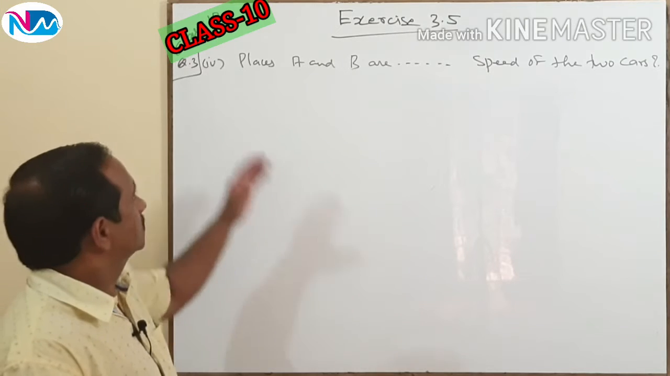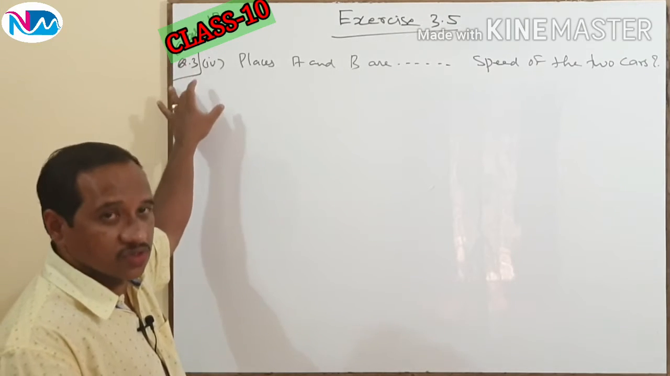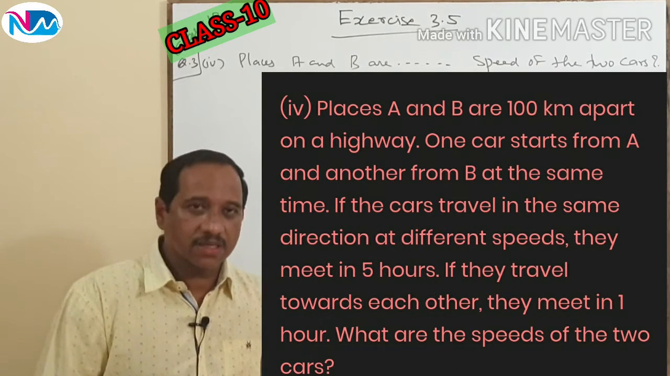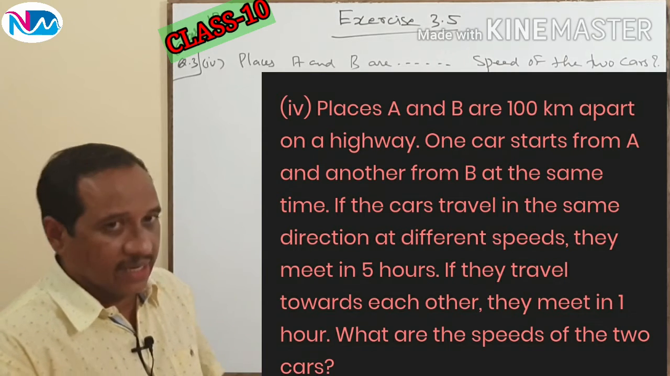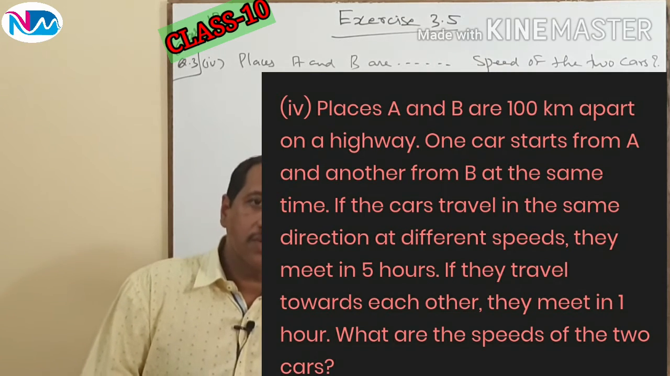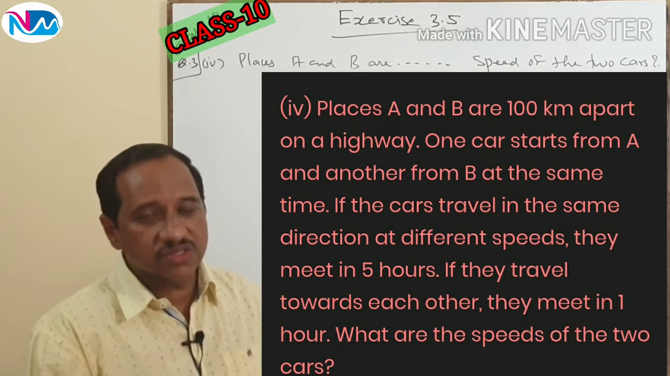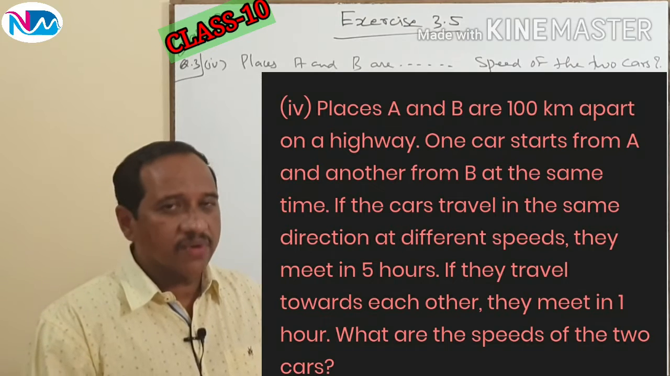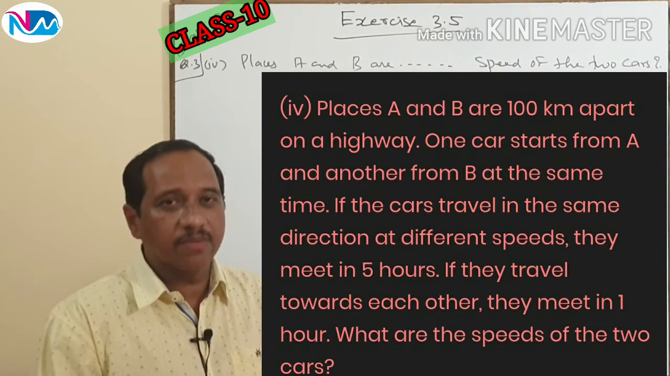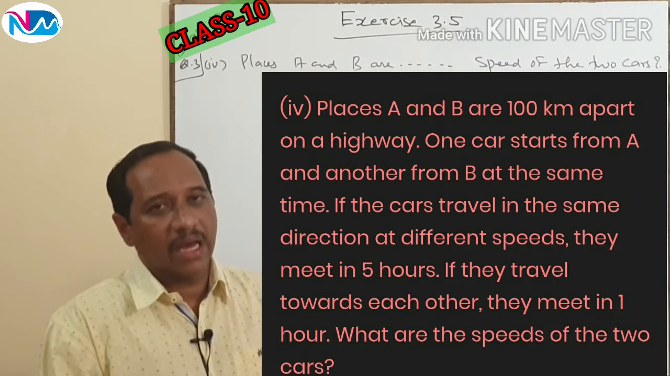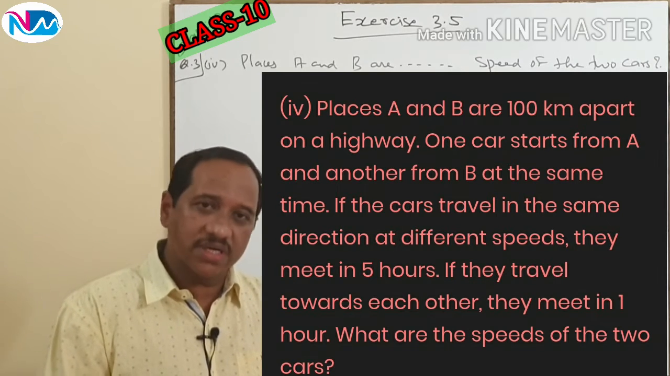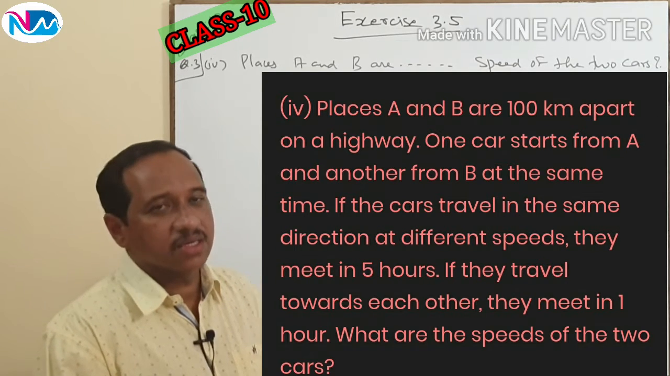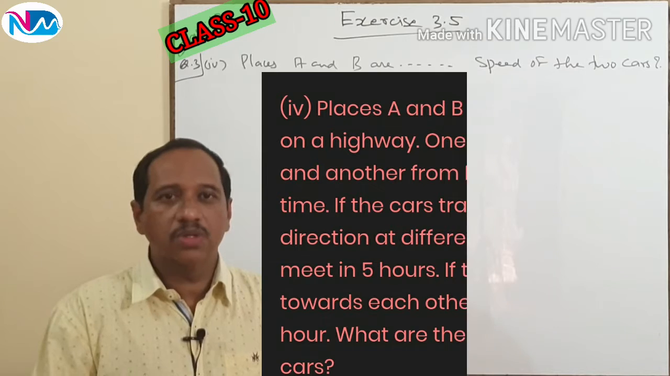Now we consider question number 4 under question number 3. The question is, places A and B are 100 kilometers apart. One car from place A and another car from place B start at the same time. If the two cars travel in the same direction, they meet in 5 hours, and if they travel towards each other, they meet in 1 hour. Find the speeds of the two cars.